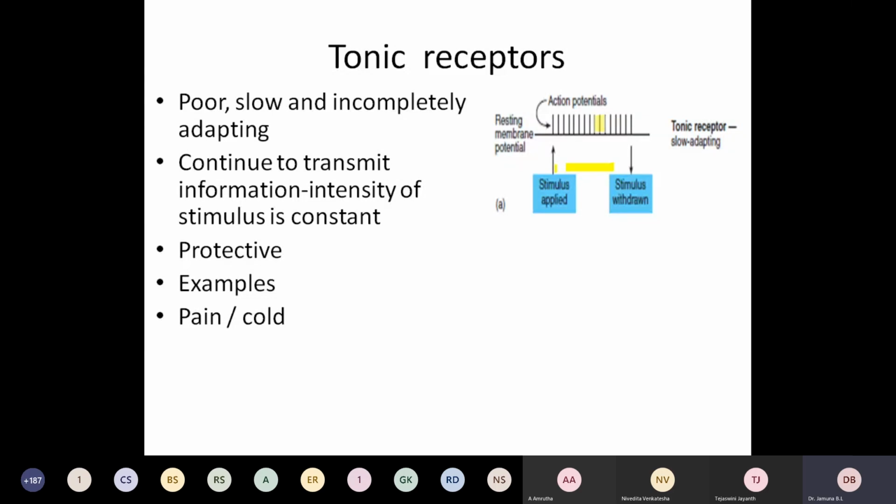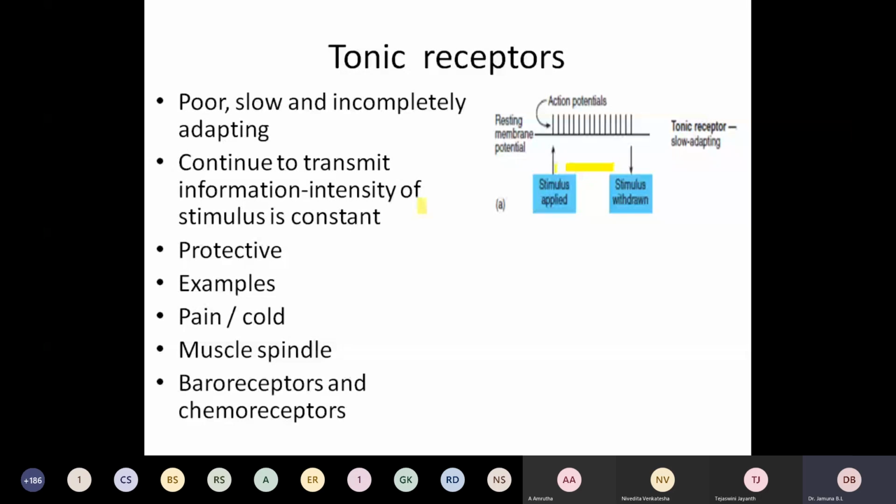Some receptors will show this kind of adaptation, that is tonic. Their adaptation is very incomplete or very slow. Like pain, cold, muscle spindle, baroreceptors or chemoreceptors, they need to check constantly for a change in pressure or chemical level or change in posture. So all these changes should reach the center at a constant phase.